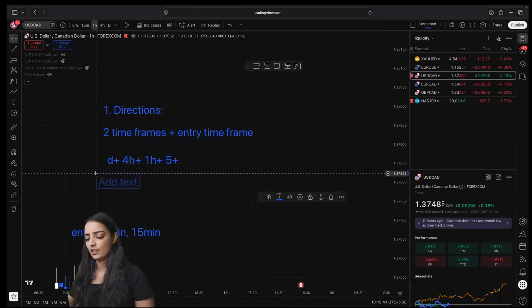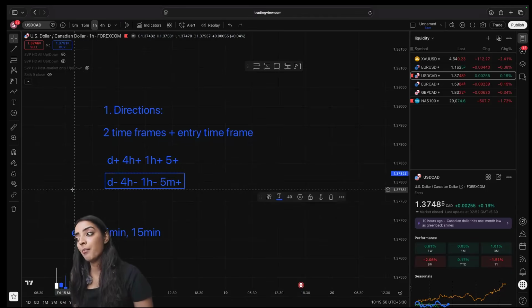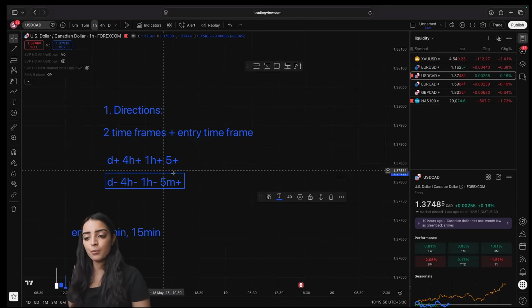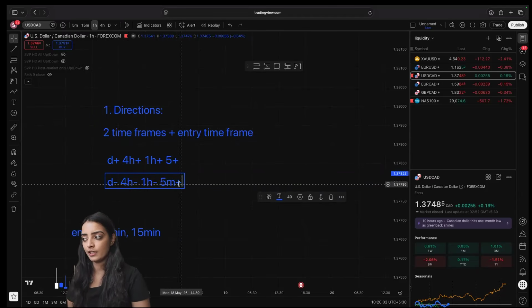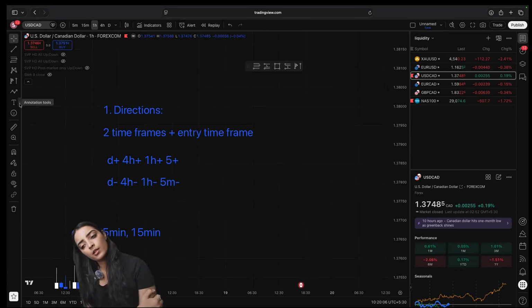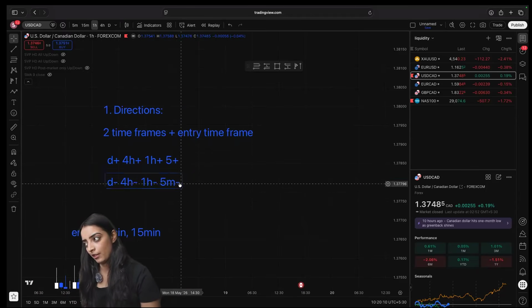Now let's see. If I have daily bearish, 4-hour bearish, 1-hour bearish, and 5-minute bullish, can I take a buy trade here? No trade. I can't take a buy trade. My entry time frame is giving me a bullish QM, but I can't take it because I need two more time frames with this. Now let's say the 5-minute also gave us a bearish QM. Can I take the trade? Yes. Why? Because I have entry plus two time frames.